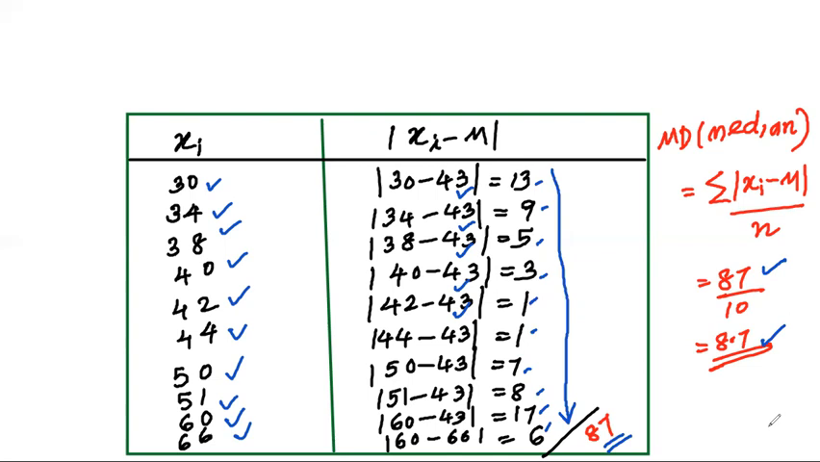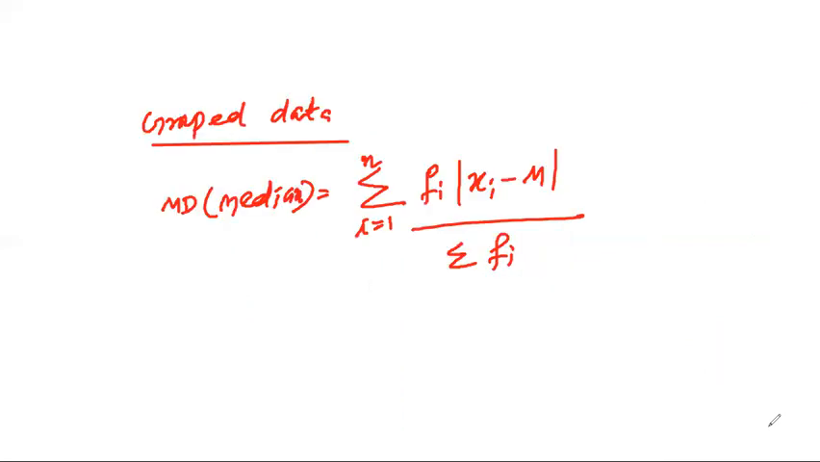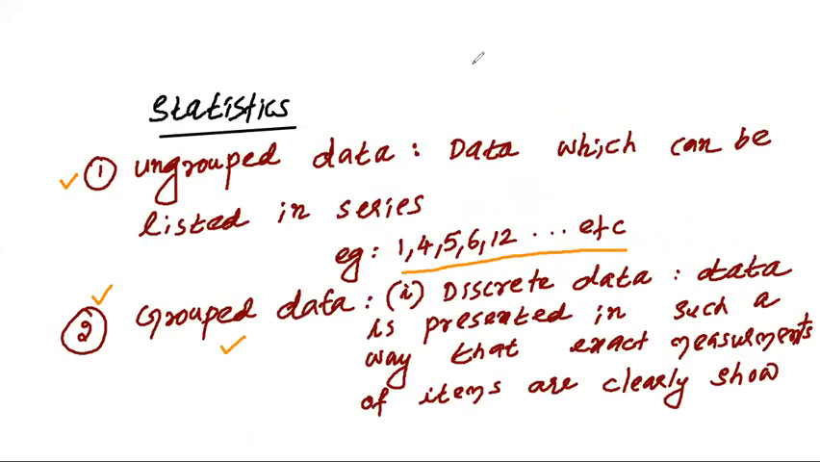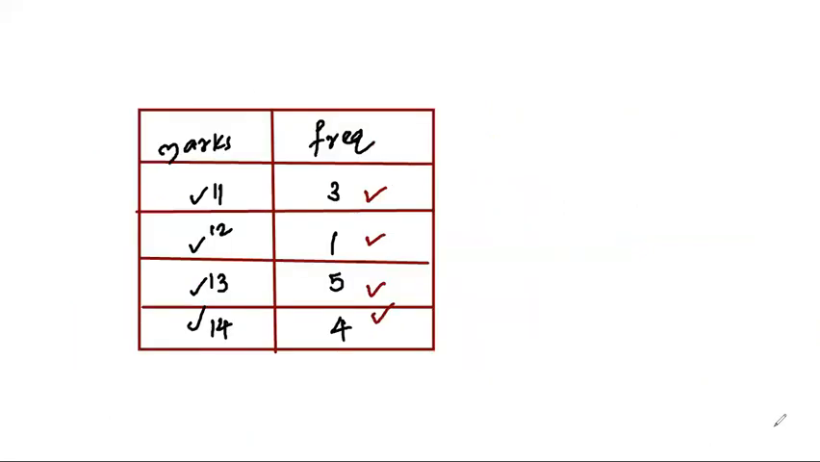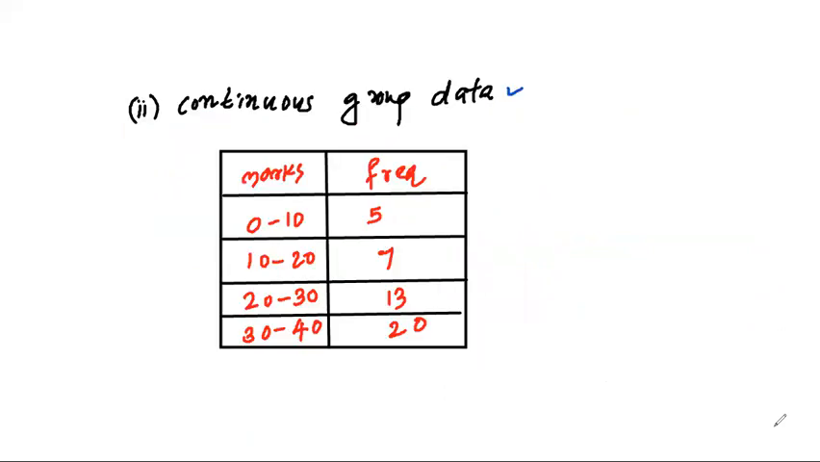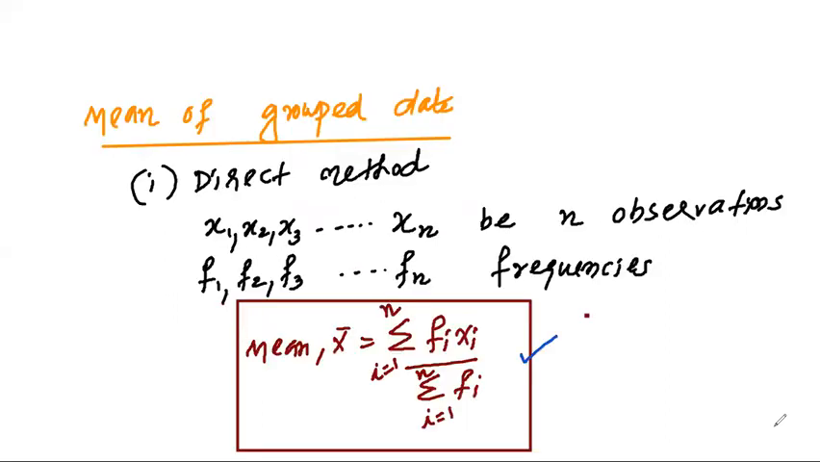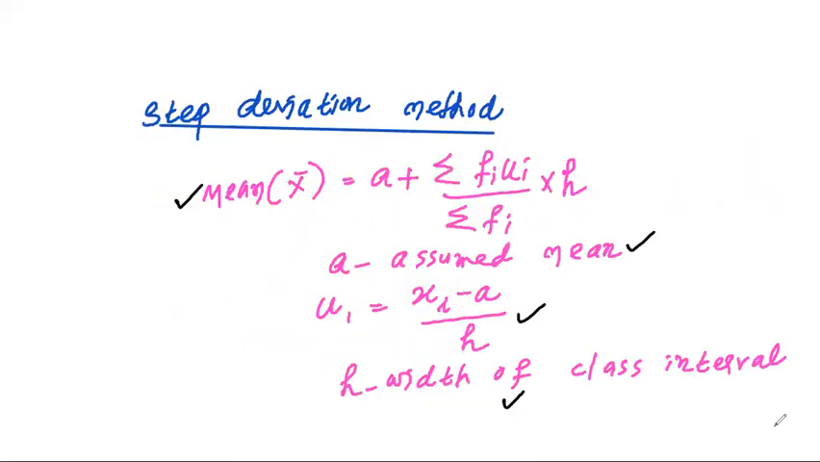I hope the concept is clear for you. So let me recall the concepts again, which we have discussed so far. Listen once again, just give me 3 minutes, I will revise it again. So try to understand the concept of ungrouped data and grouped data. Now I have given you one example. Then continuous grouped data with an example, it will be having intervals. Then the mean of ungrouped data formula, x1 plus x2 plus up to xn divided by n. If it's grouped data, 3 methods we have learned: direct method, assumed mean method, and step deviation method.